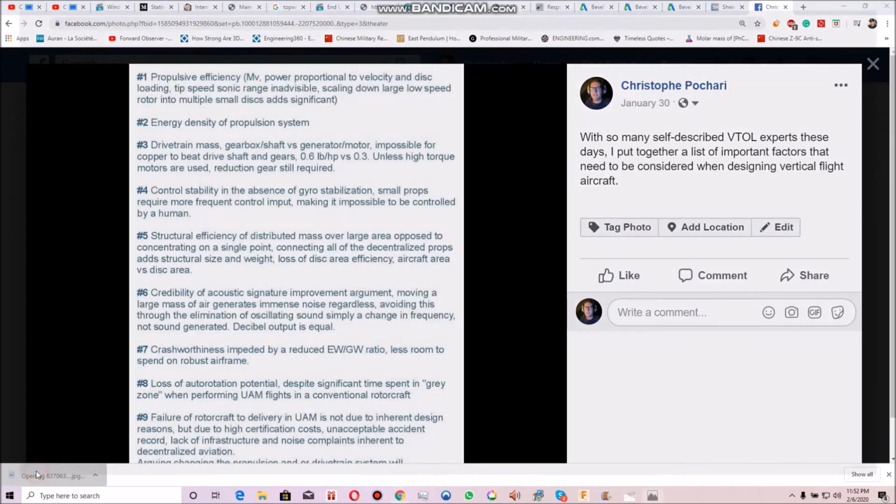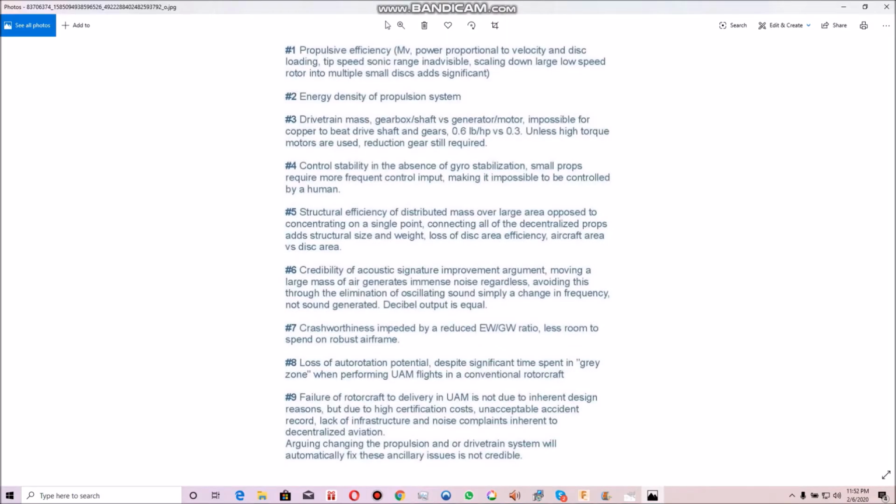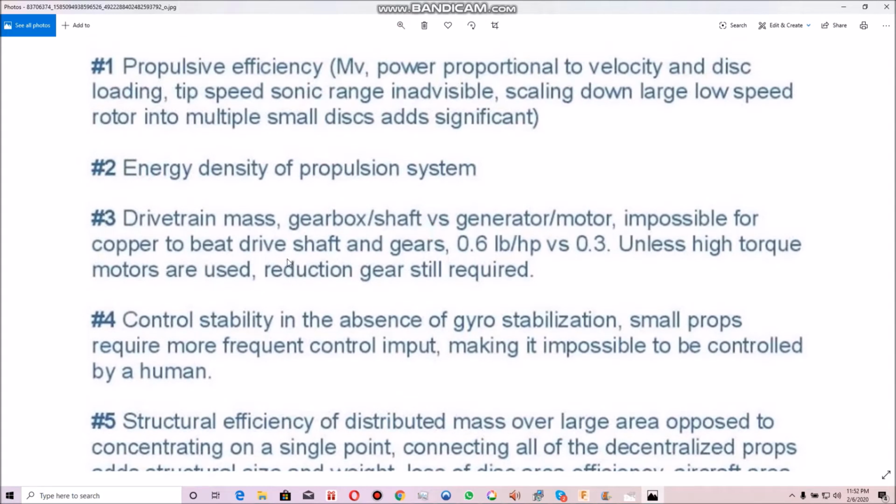I decided to make a list of considerations that must be taken into account when designing a VTOL aircraft. So I'm not going to go through by order, but one of the most important considerations is the drivetrain mass. So it would be the power density of the actual drivetrain, not the propulsion system.